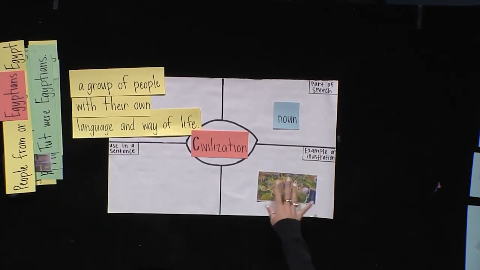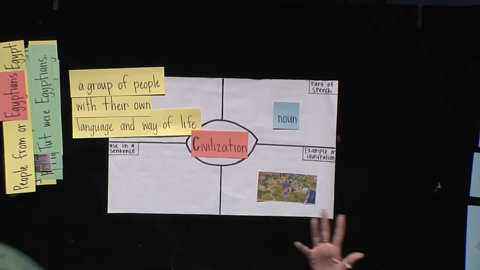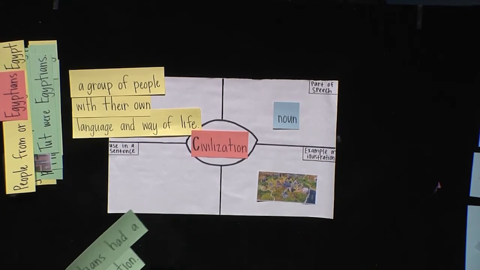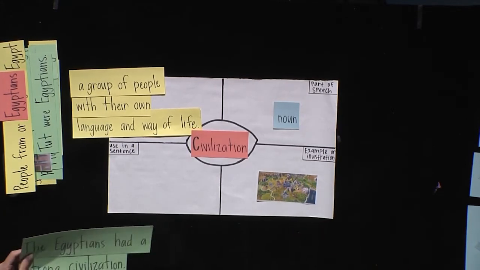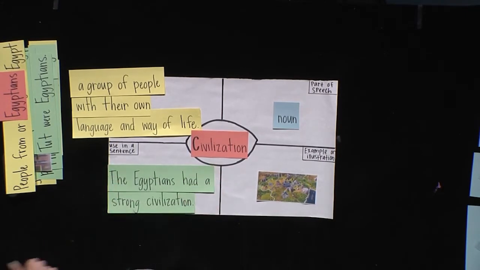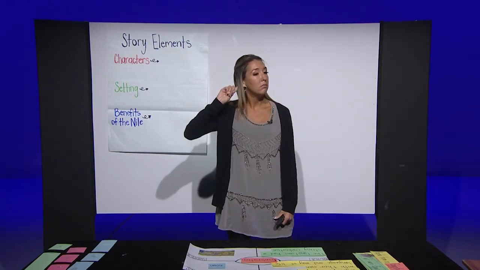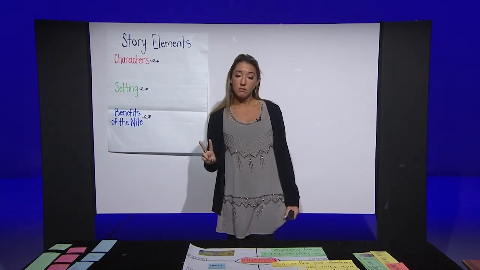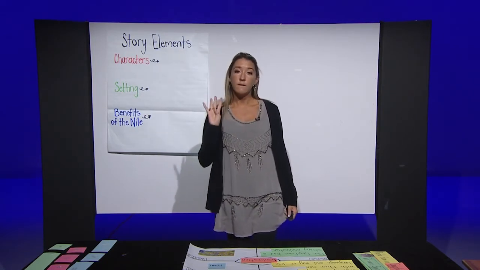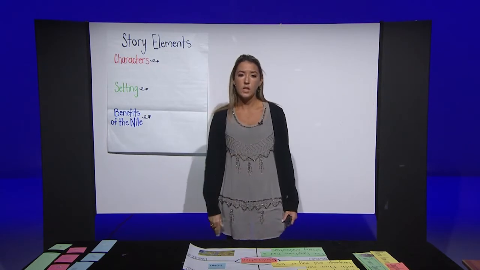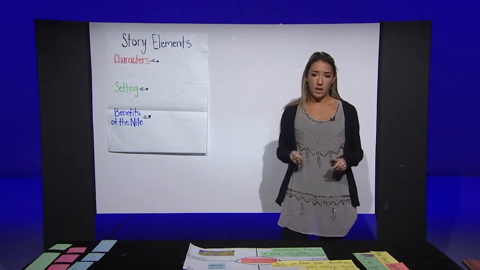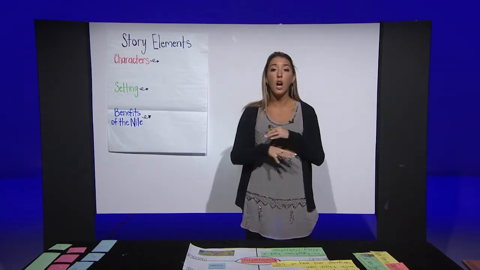It has some buildings, some roadways, it's got people. We have our own civilization here in America now, but we're talking today about the Egyptian civilization. So my sentence was the Egyptians had a strong civilization. All right, so those are our 5 vocabulary words that we're going to focus on today. Remember, enriched, let me hear it. Good job. Civilization, Egyptians, flooding, and advantage.